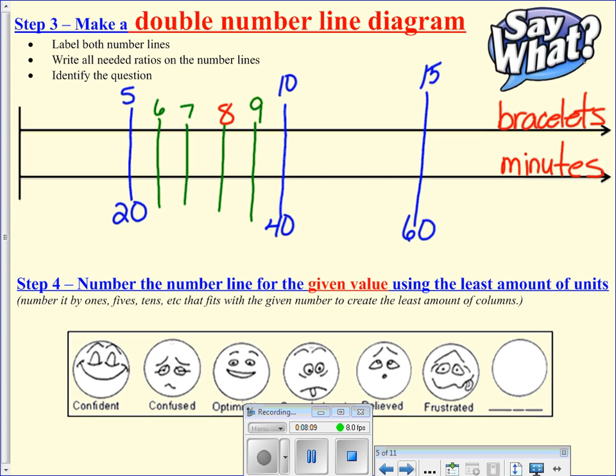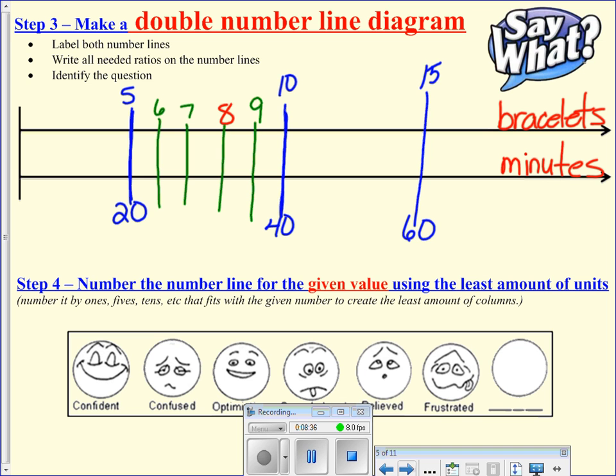Questions on how I did that? There's my accordion. That's me stretching it out so I could see all of the equivalent ratios between 5 to 20 and 10 to 40. Okay? We okay with what I did? So now I could see all the equivalent ratios between 5 to 20 and 10 to 40.